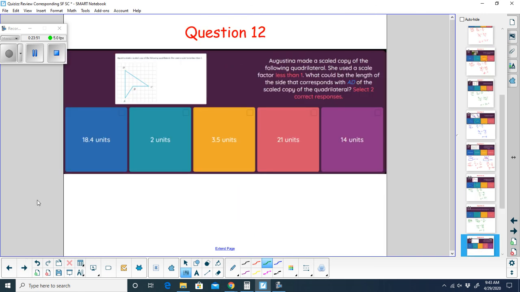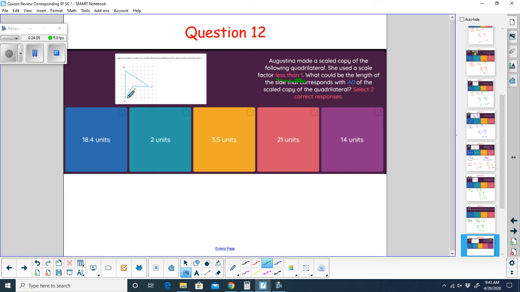Question number 12. Augusta made a scale copy of the following quadrilateral. She used a scale factor less than 1. So we'll talk about what that means in a second. What could be the length of the side that corresponds with AD of the scaled copy of the quadrilateral?